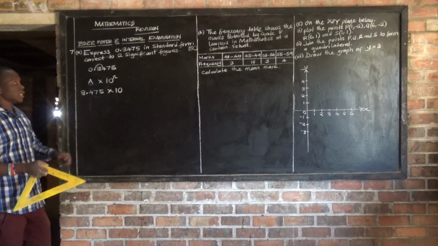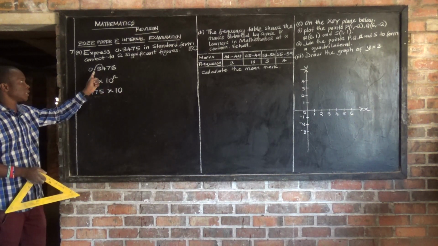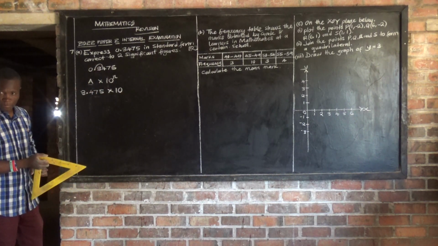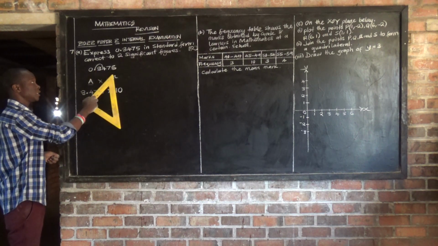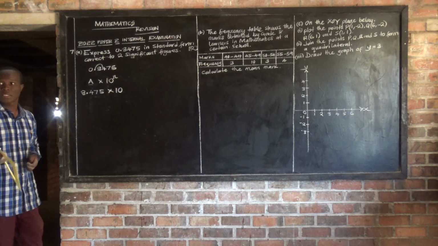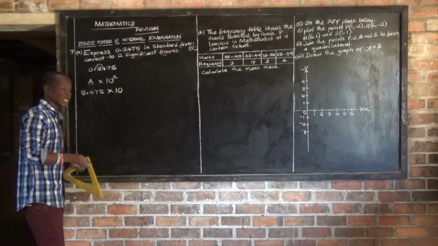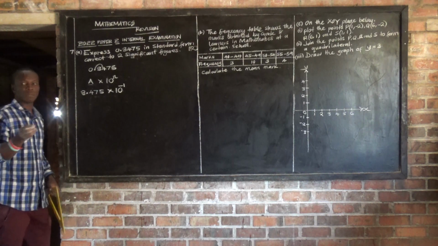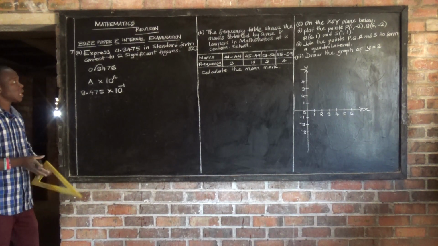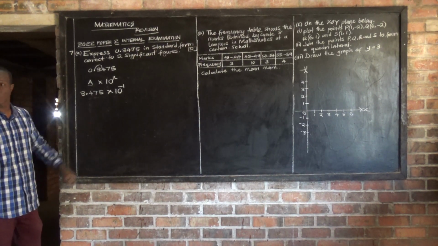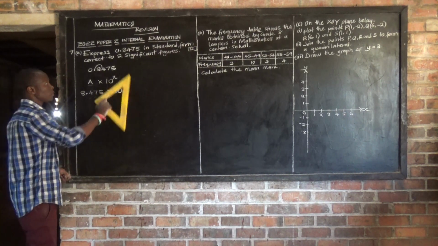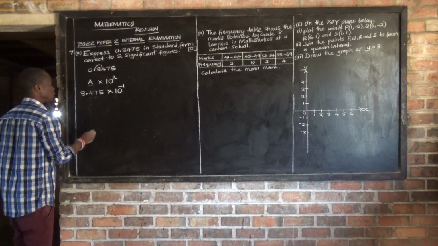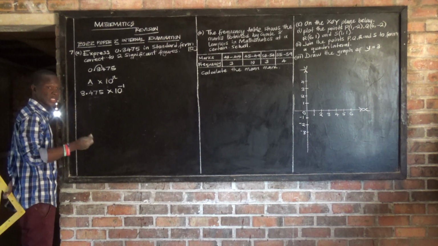Now n, that is the integer. So how many decimal places have we moved? Only the 1. But looking at the nature of the number, this number is less than 1, hence the integer is going to be negative. So negative what? 1. So we've written this number in standard form, but the condition is, we need to write this number correct to how many significant? 2 significant what? Because just consider 2 numbers which are important.